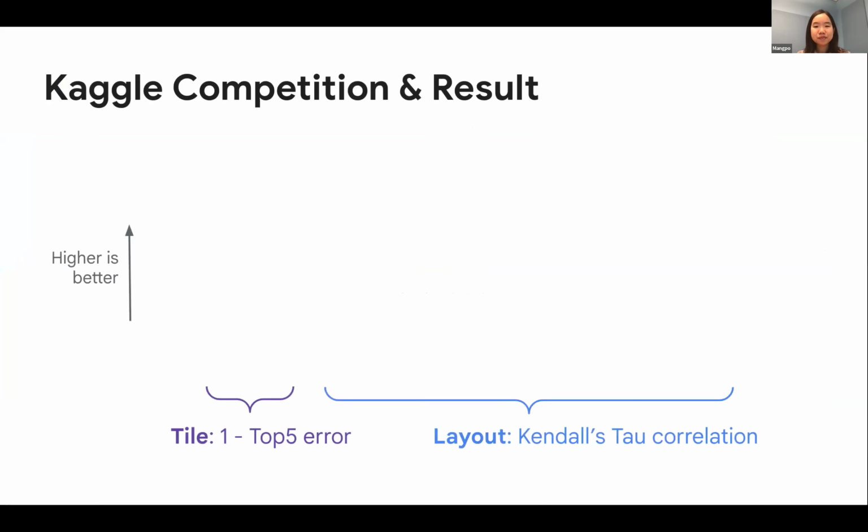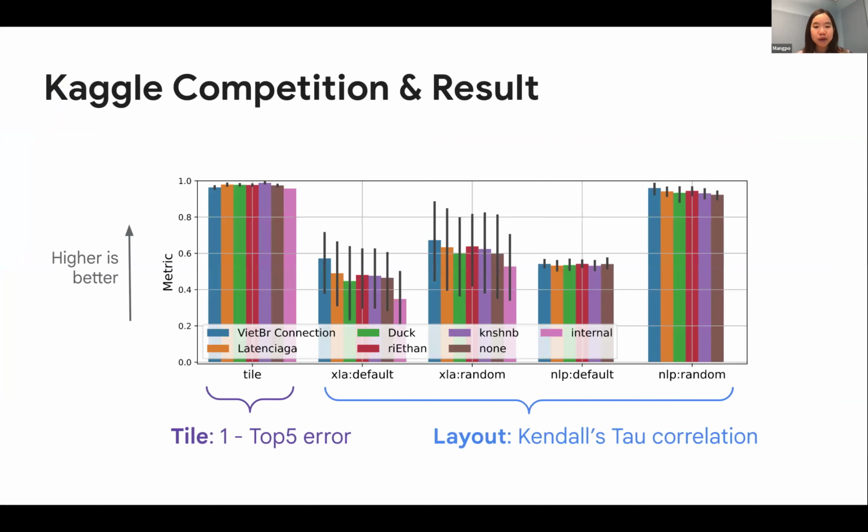And here is the result of the Kaggle competition. For this metric, higher is better. For the tile size, we report 1 minus top 5 error. And for the layout collection, we report the Kendall tau correlation. And here I show you the result from the top 6 teams and compare to the blue bar, which is our best internal model at that point in time. And as you can see, the top 6 teams are actually doing better than our internal model back then.